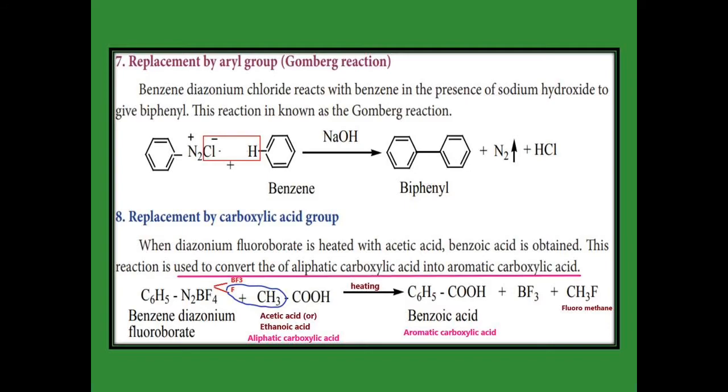And nitrogen is removed and then BF3 is also removed, meaning the C6H5 is attached with the COOH, that is called benzoic acid. Benzoic acid is an aromatic acid. Then acetic acid is an aliphatic carboxylic acid. So with the help of benzene diazonium fluoroborate, we are converting the aliphatic carboxylic acid into aromatic carboxylic acid.